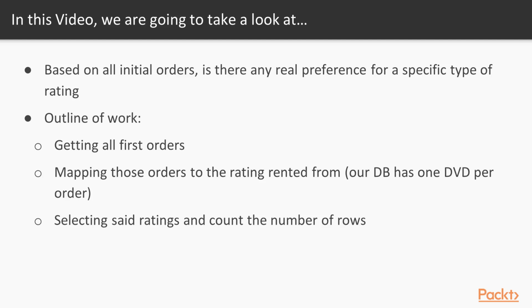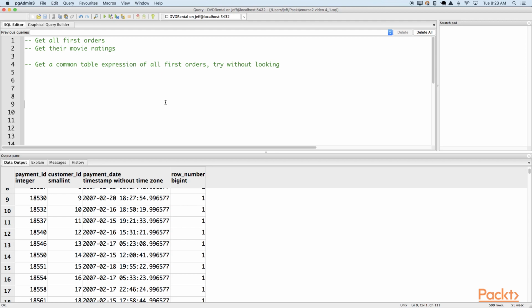Our DVD database has 1 DVD per order. Out there in the wild, in your order items table, there's a good chance that you're going to have more than 1 item per order, so you would have to come up with a way to handle that. We don't have to do that. And then we're just going to select the ratings and count the number of rows, because each order is essentially equivalent to 1 item. So without further ado, let's jump into pgAdmin here.